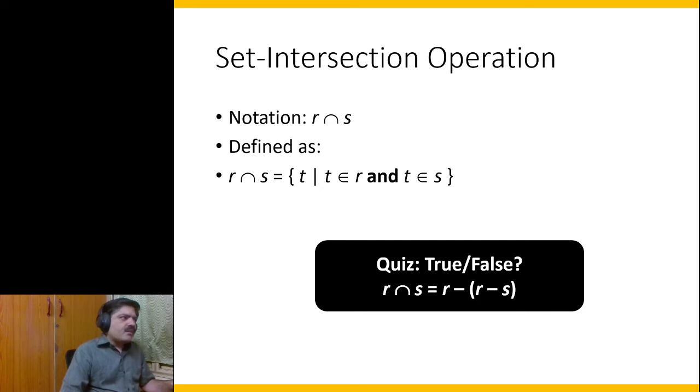Now here is a quiz for you. If we define R intersection S as all those tuples T such that T belongs to R and T belongs to S, then R intersection S is the same as R minus S, or the difference operator applied over here. So do you think this equality holds? Please pause the video here, think it through, and when you are ready, unpause.